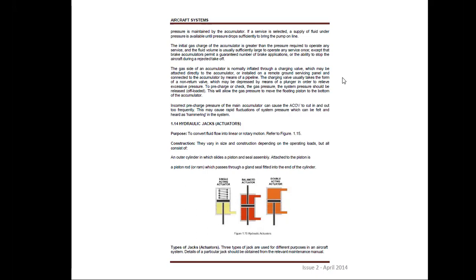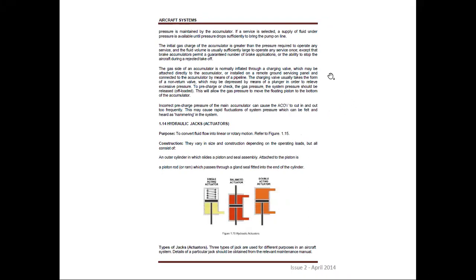So let's continue. The initial gas charge of the accumulator is greater than the pressure required to operate any service, and the fluid volume is usually sufficiently large to operate any service once, except that brake accumulators permit a guaranteed number of brake applications, or the ability to stop the aircraft during a rejected takeoff. The gas side of an accumulator is normally inflated through a charging valve, which may be attached directly to the accumulator, or installed on a remote ground servicing panel and connected to the accumulator by means of a pipeline. The charging valve usually takes the form of a non-return valve, which may be depressed by means of a plunger in order to relieve excessive pressure, to pre-charge or check the gas pressure.